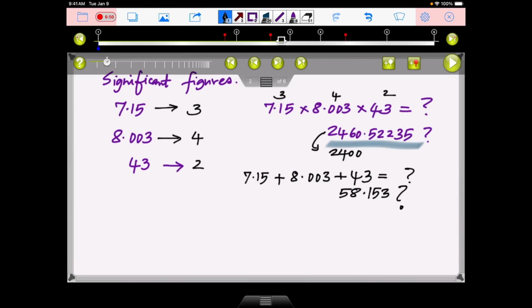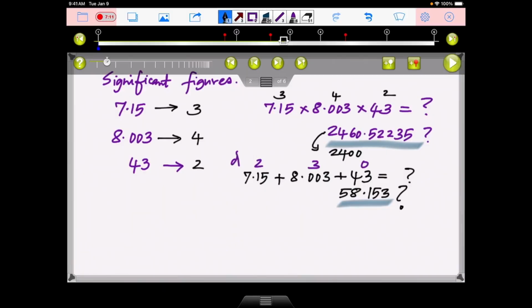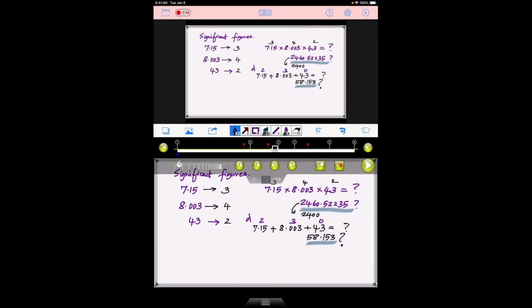Now whenever you add or subtract, you are not concerned about the number of sig figs, but you care more about the number of decimal places. How many decimal places do you have in 7.15? Just 2. And in 3 and 0? So you have no decimal place in this number. Of course, because it's just a whole number.